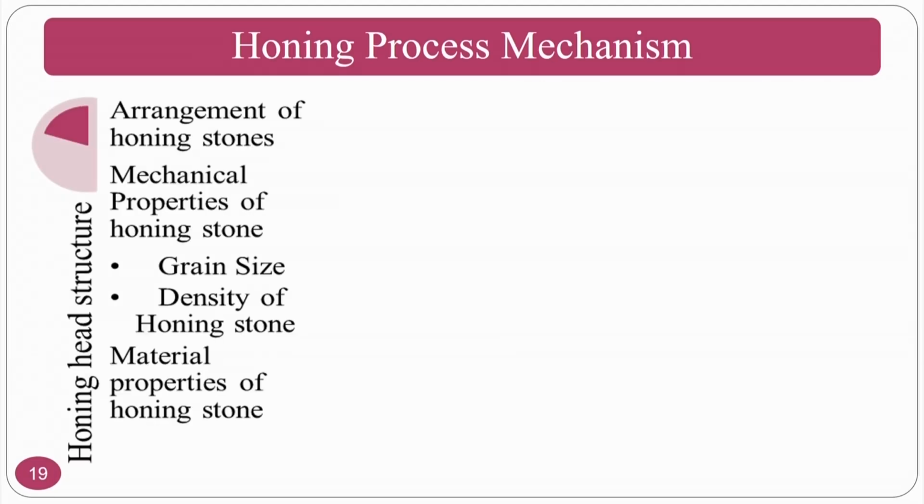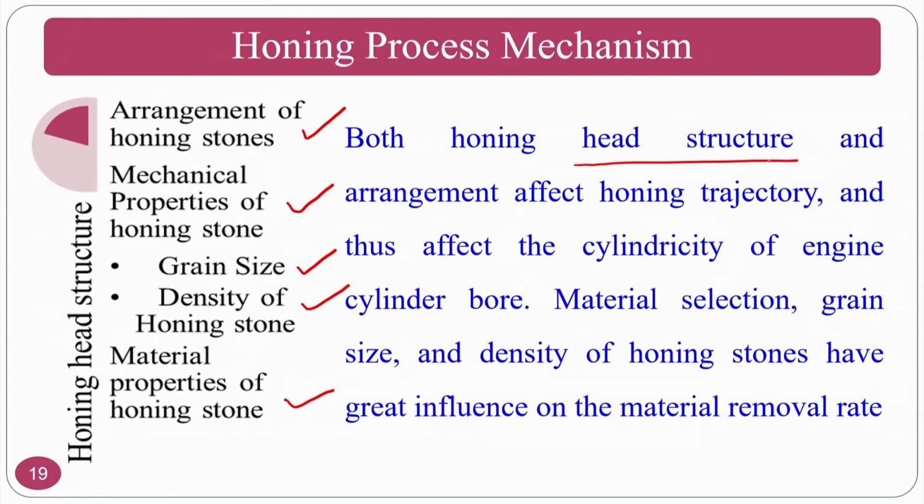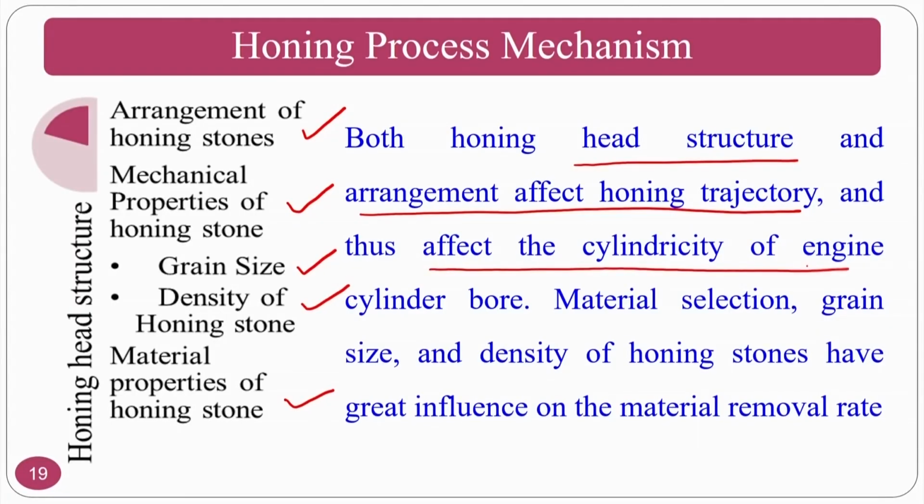The second one is the honing head structure. Normally the arrangement of honing stones and the material properties of honing stones, which include grain size and density of the honing stone, that is, how many abrasive particles are there per unit area, and other things. Okay. So, both the head structure and arrangement affect the honing trajectory, that is, how the helical path is going, how many helical paths you have to generate. If I want few, then few abrasive particles on my strip are required. If I want more, I have to go for more. And thus it affects the cylindricity of the engine cylinder bore.